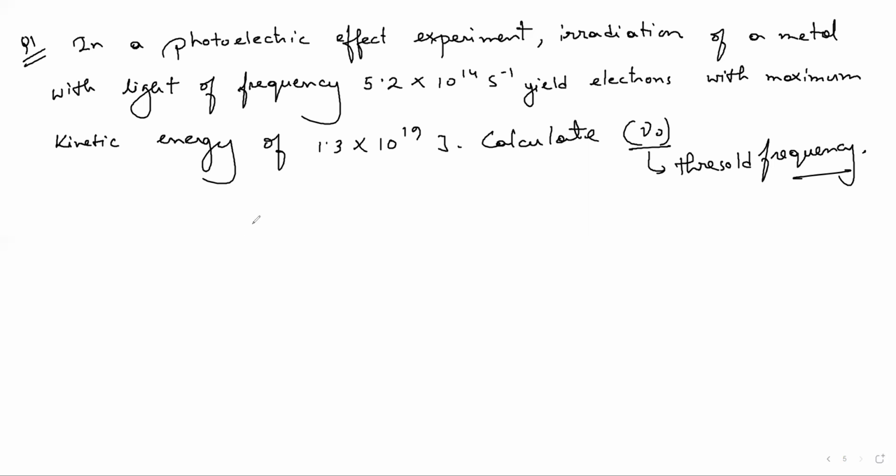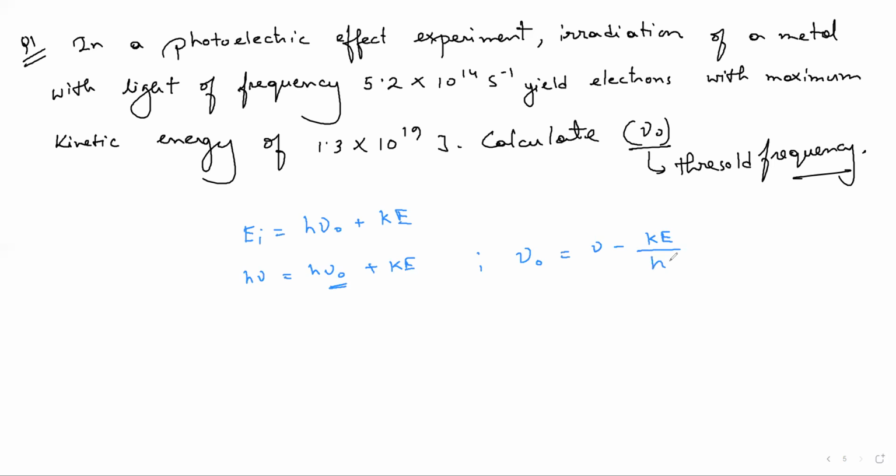Look, what is the formula? We all know that the formula is E_i equals h nu naught plus kinetic energy. Now I have to find out only the nu naught. So from here we can write nu naught equals nu minus kinetic energy by h.